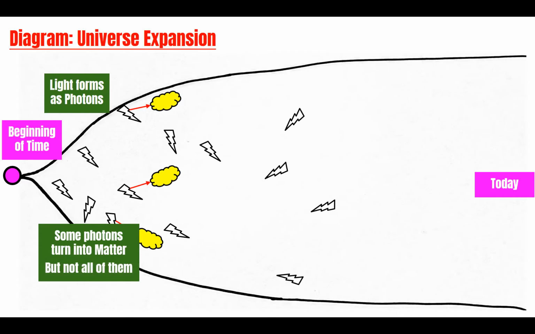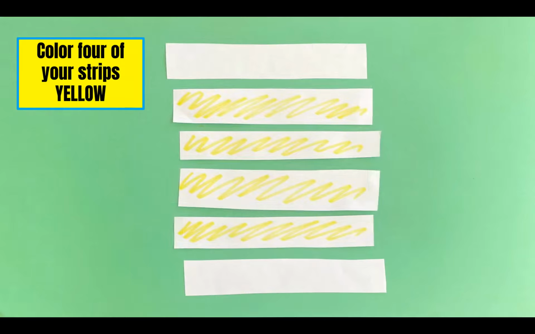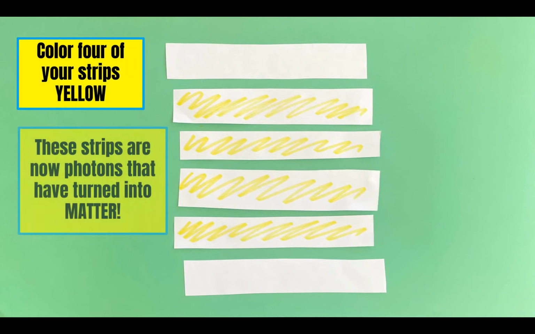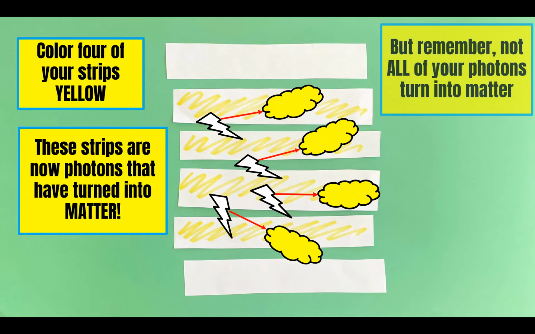So now looking at your supplies on your table, how can we show this process of turning photons into matter using what I gave you in those boxes? Well, you're going to color some of these strips yellow, but not all of them. Color 4 of these strips yellow, front and back, leaving the other 2 strips alone. So these strips are now representing photons that went from white photons to yellow matter. The color's kind of important here. And the other 2 photons are just floating around. Those are the photons that did not turn into matter.